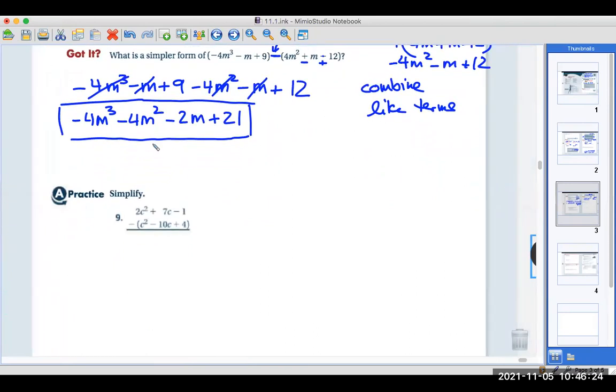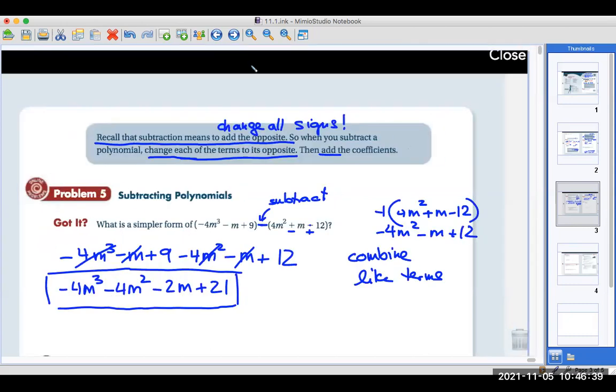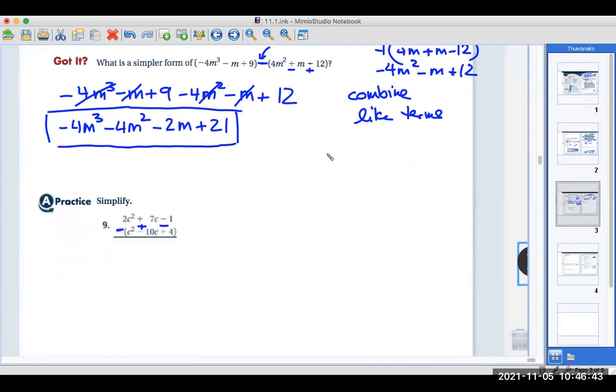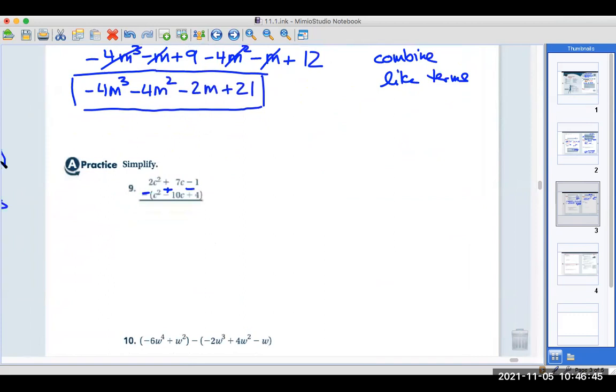So we're taking the top and we're subtracting the bottom. See that minus? So that means you can change all the signs and just add it. Yeah. You're subtracting means change all the signs and add. That's what it said up here. Change all signs and add. So you're going downward.